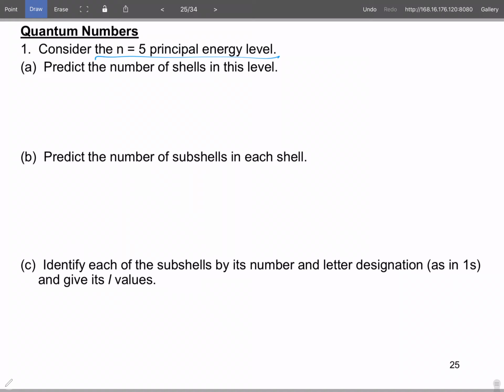So your shells are based upon your n. You'll have n equals 1, n equals 2, n equals 3. Let me actually write this a different way so that I can take it down. So n equals 1, n equals 2, n equals 3, n equals 4, and n equals 5. How many shells are we going to have in this level? 1, 2, 3, 4, 5. There will be 5 shells.